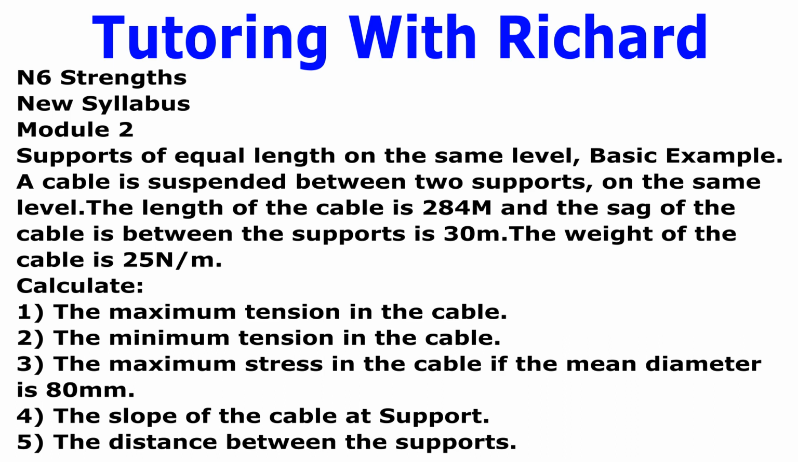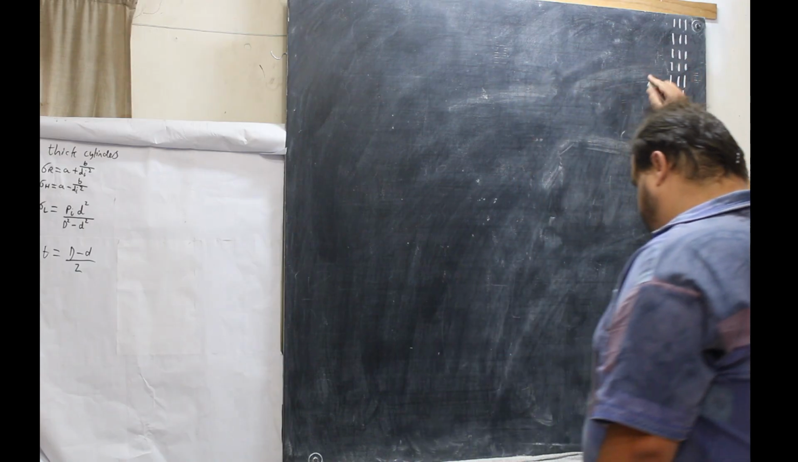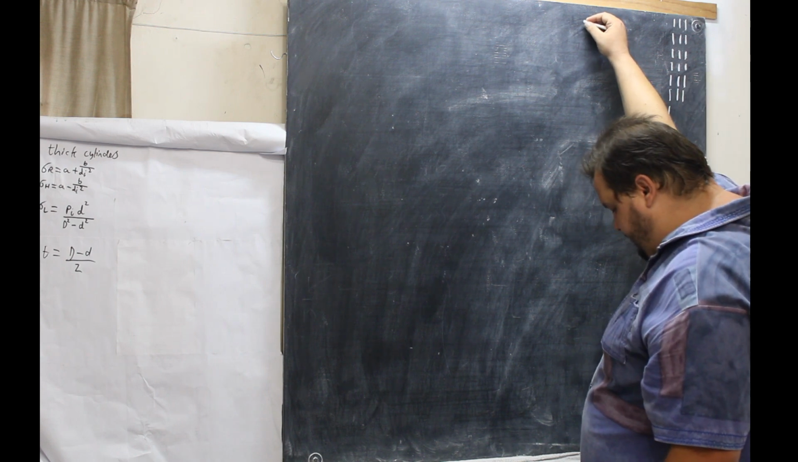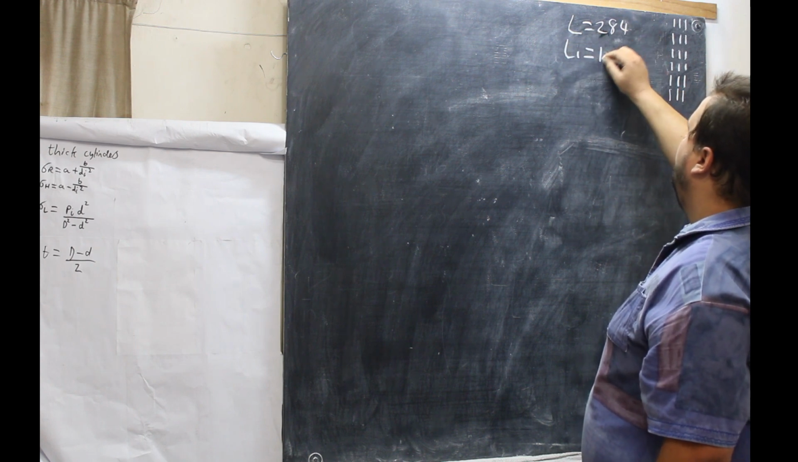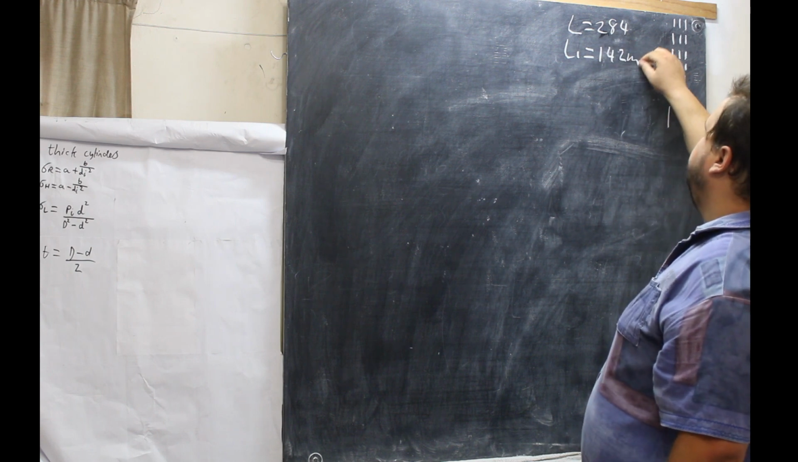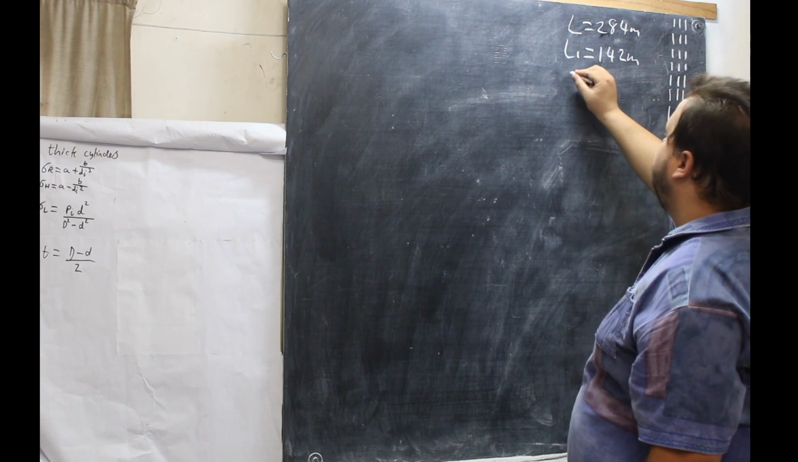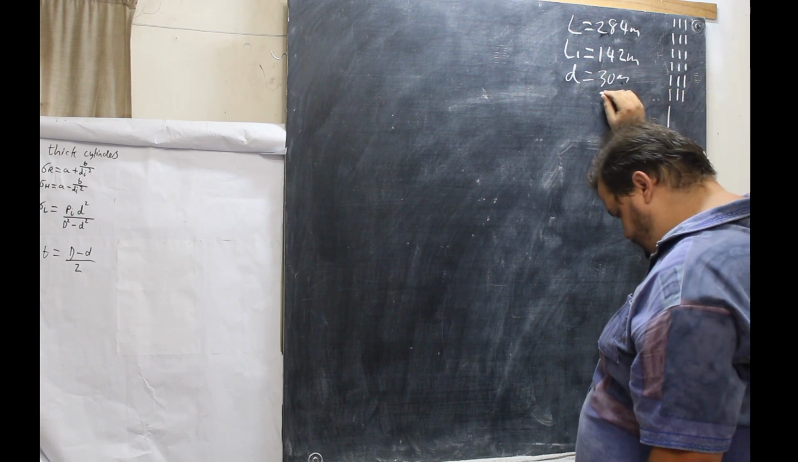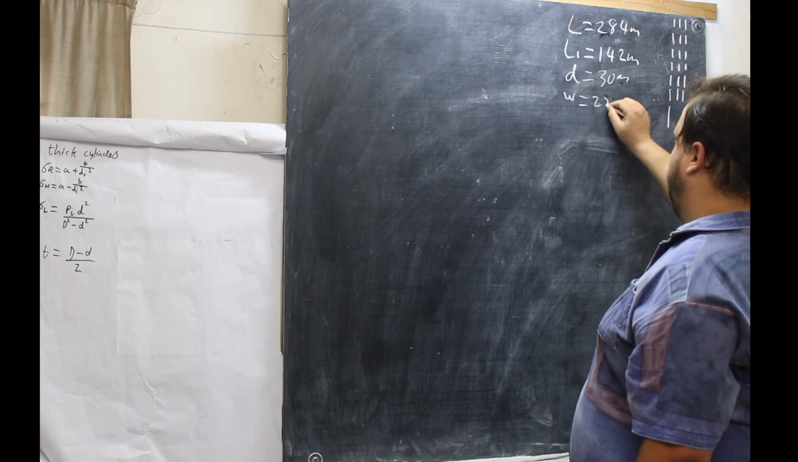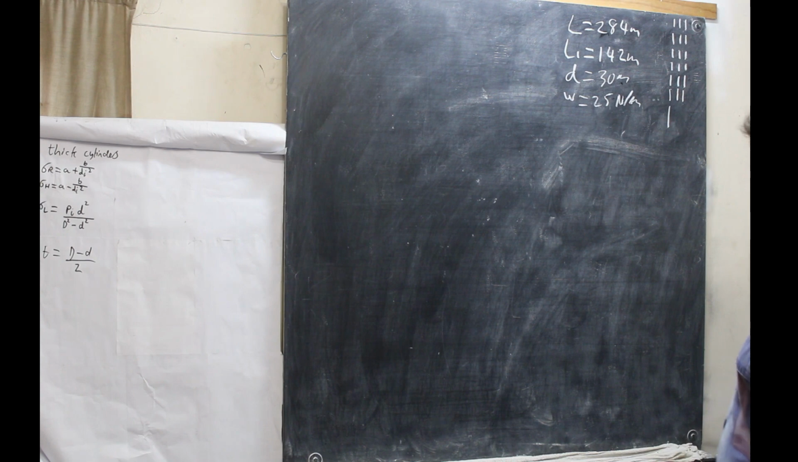Our first question states, a cable suspended between two supports on the same level. The length of the cable is 284 meters, and the sag in the cable between the supports is 30 meters. The weight of the cable is 25 newtons per meter. So, let's put our knowns on the right hand side. The length of the cable is 284. Now, length 1 will be 142 meters. D, which is our depth, or sag, is 30 meters. And weight, 25 newtons per meter.